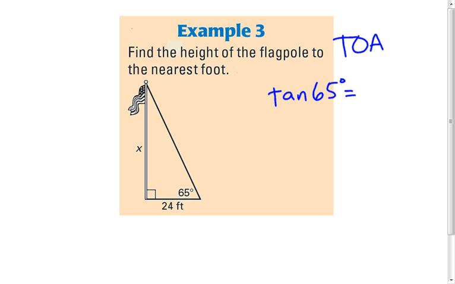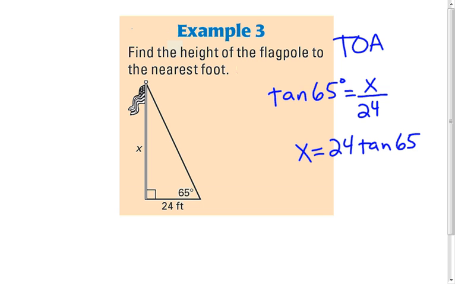Hopefully you have time to work that out. The side that's opposite that 65 is the X. The side that is adjacent is the 24. So that means that X is equal to 24 times the tangent of 65. So you can work that out. You just do 24 times the tangent of 65.